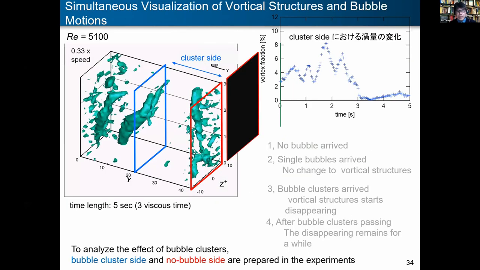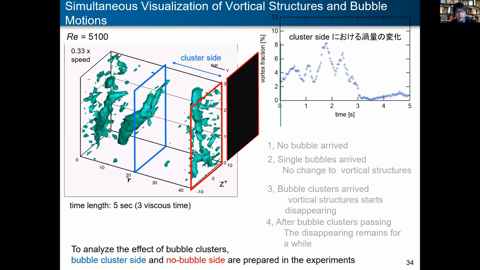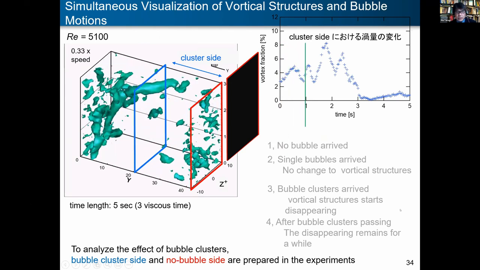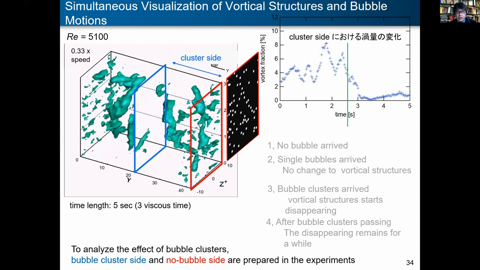I will just skip the measurement part due to the time limitation, using the stereoscopic PIV. These are the contours for the vortical structure. Without bubble injection, there's a vortical structure appearing in the channel flow. I will show you after bubbles are injected. Okay, still, but a cluster is coming out.